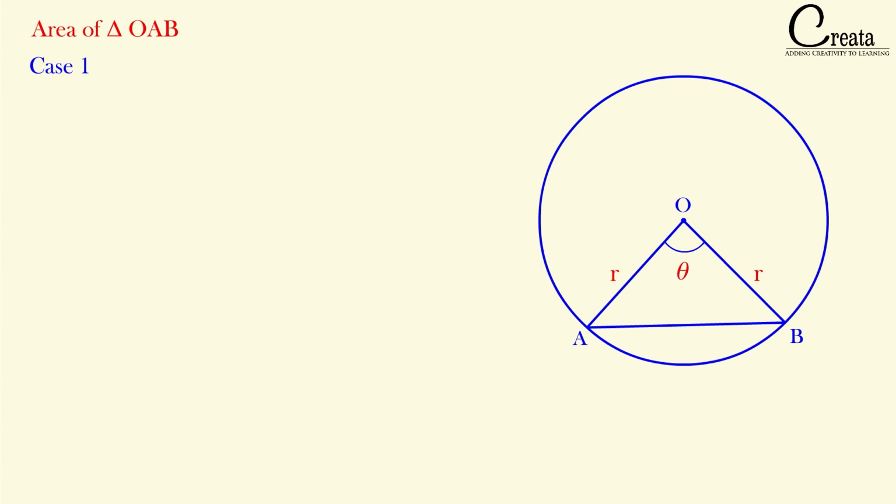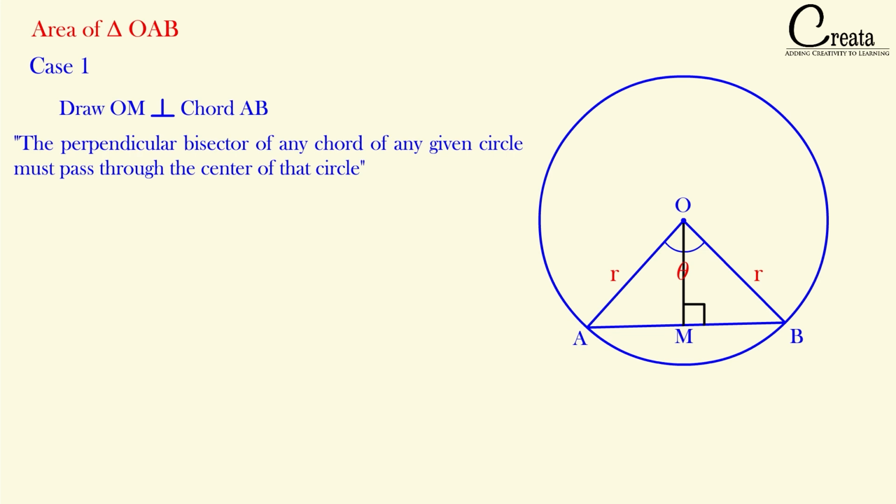In the first case, we will draw a perpendicular OM toward the chord AB. OM is perpendicular to AB. Here we will use the property of the chord. Whenever we draw a perpendicular bisector of the chord, it will pass through the center of the circle. It means OM is the perpendicular bisector of the chord AB. That is the property of the chord and the circle.